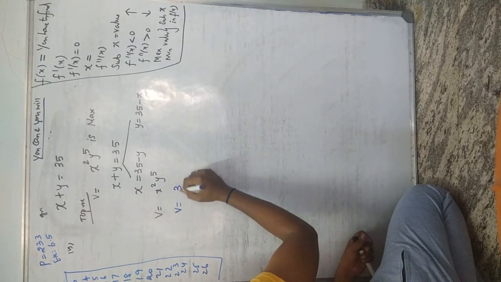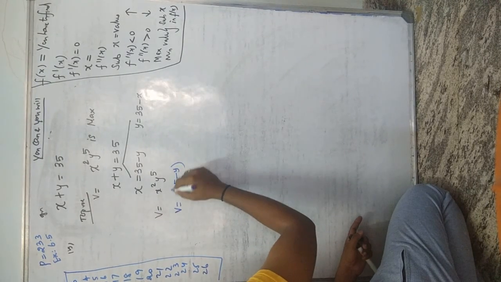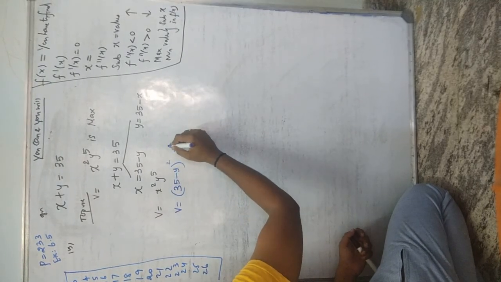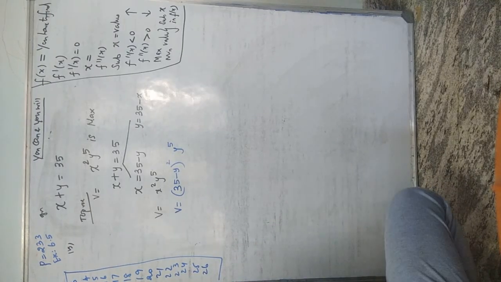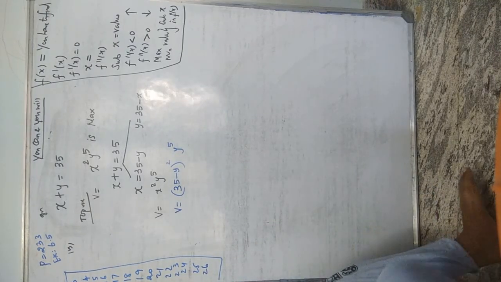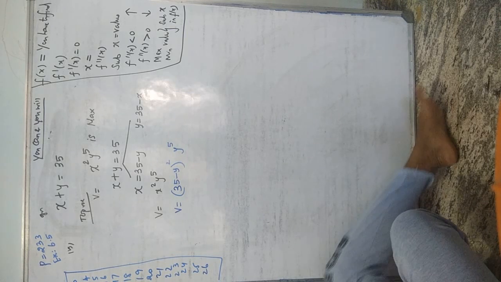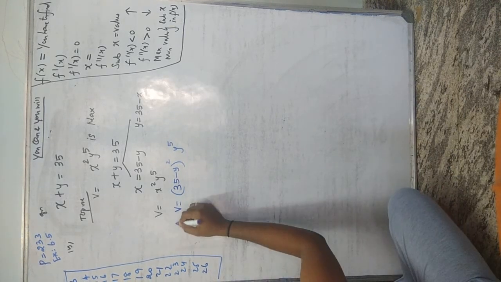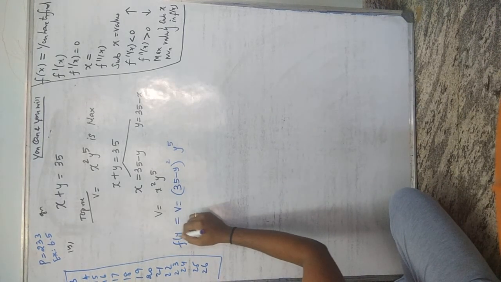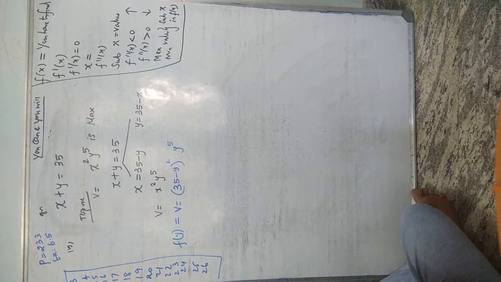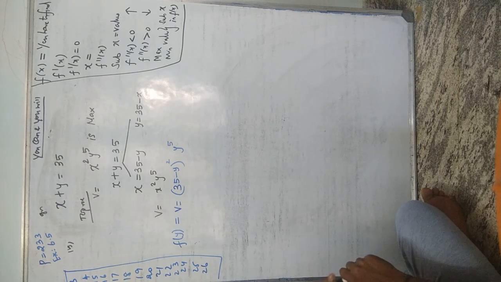So in place of x, I will substitute 35 minus y the whole square into y to the power 5. You can expand and multiply with y power 5, whichever is easy for you. So this is your f of y. In place of f of x you can put f of y also. So therefore I will put the box.